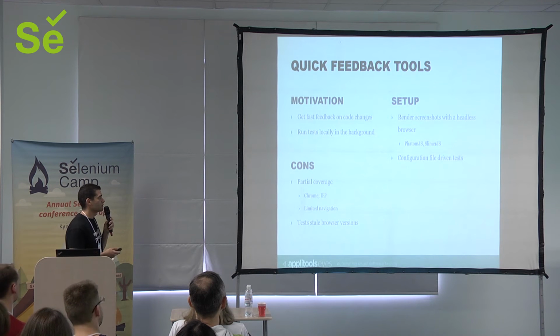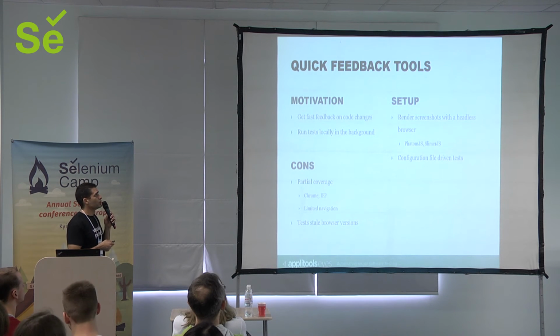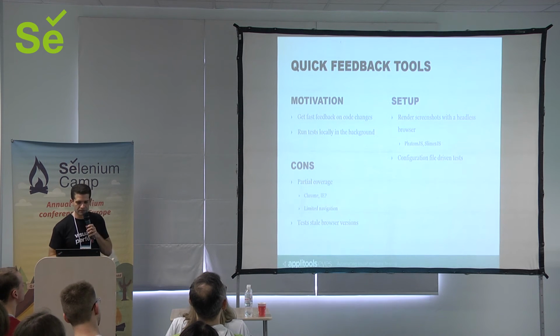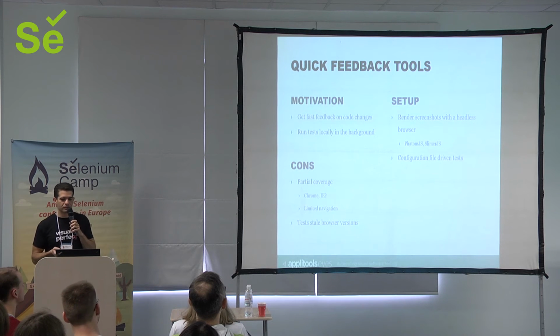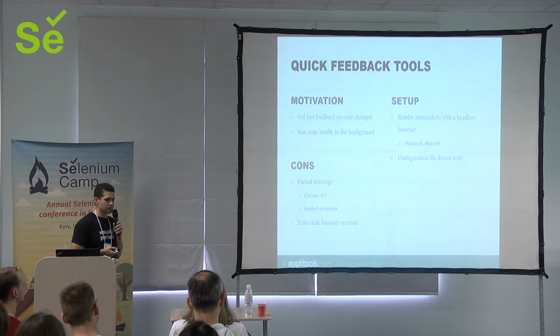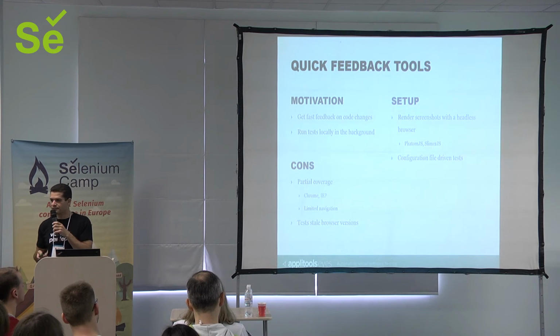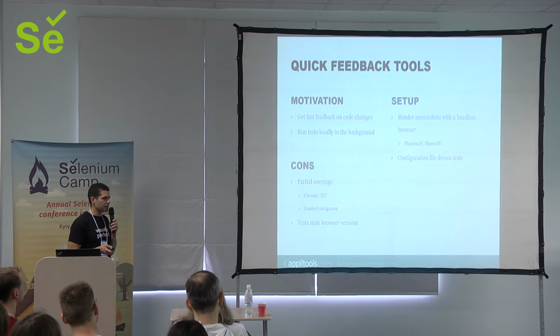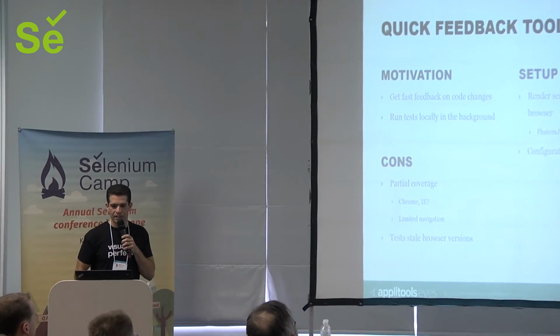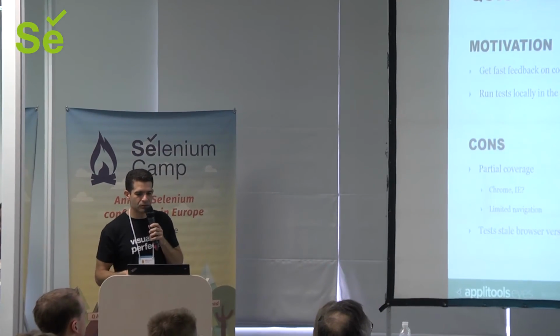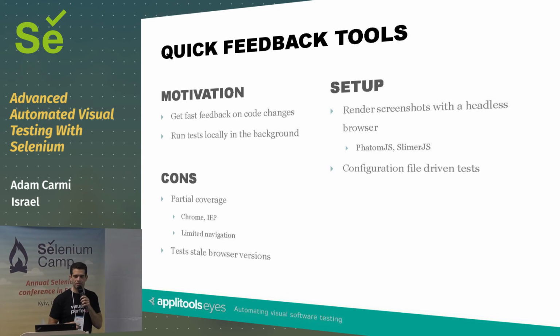So although all the tools share the same workflow, we can roughly divide them into two categories. The first category is the quick feedback tools, as we call them. And the common setup for these tools is that they use headless browsers to render screenshots, most commonly Phantom.js and Slimer.js. And they are driven by a configuration file that usually has a list of URLs that it visits and validates.